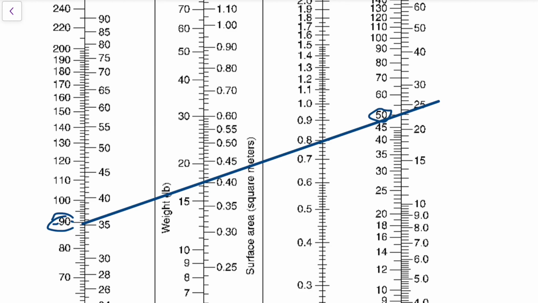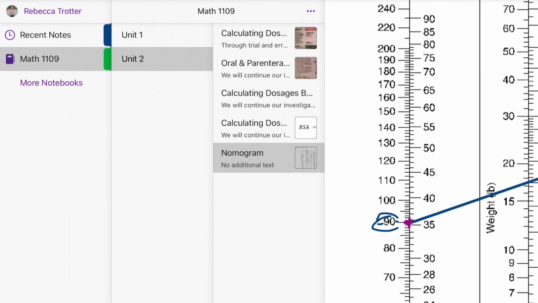So I have it crossing the 50 here, again, where these two meet, and then here where these two meet, and I'm looking at this here, and I'm going to say this surface area is 0.8 meters squared.